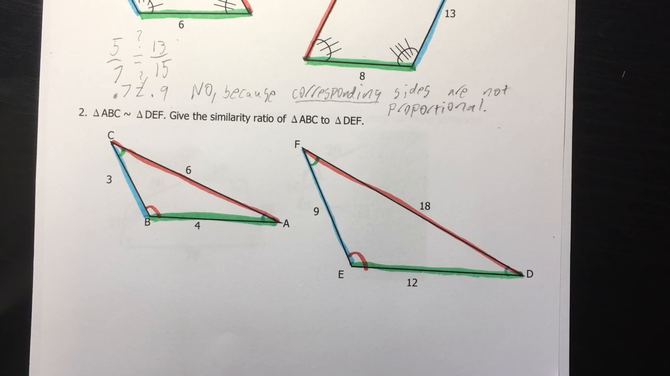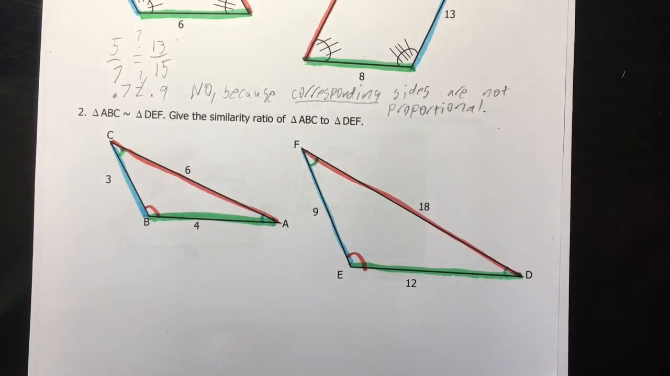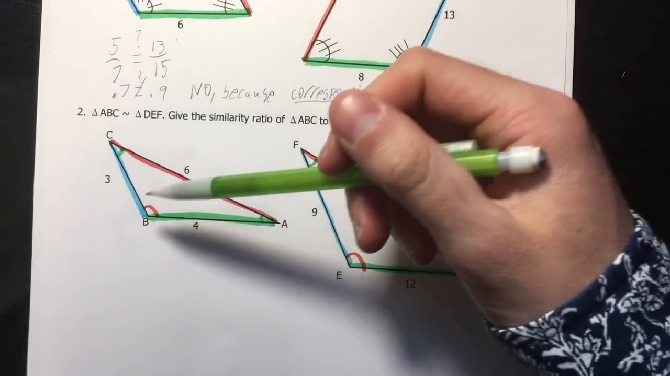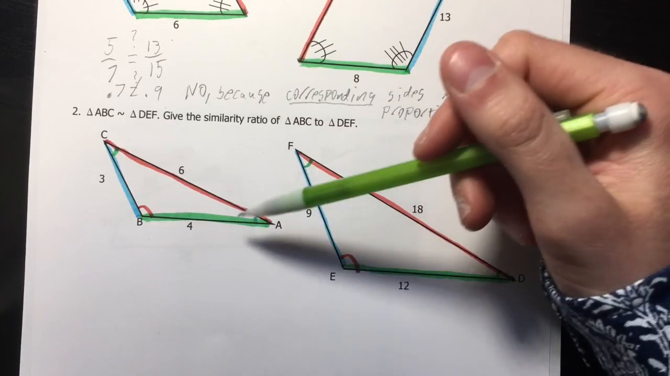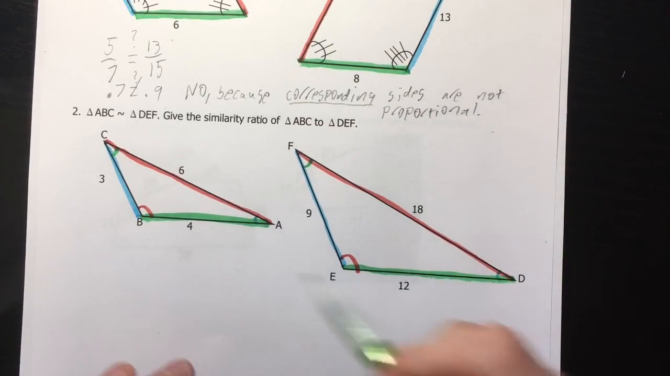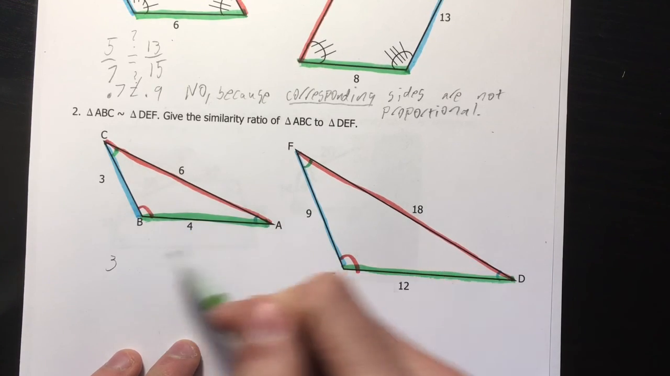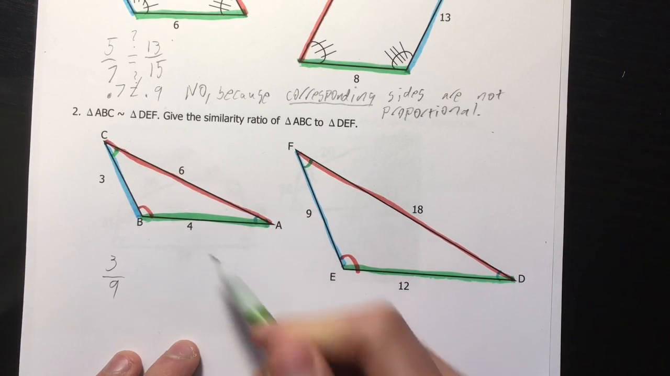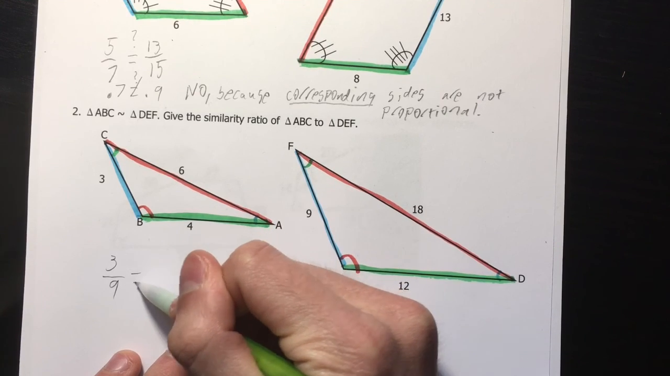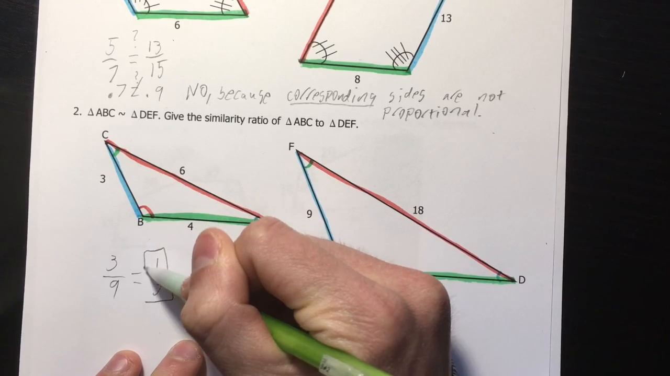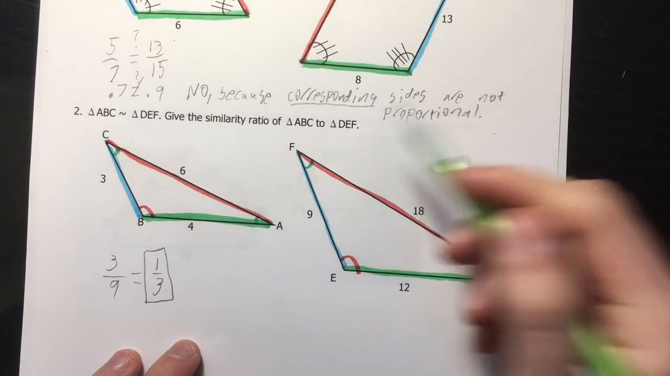Now we have to give the similarity ratio of ABC to DEF. Well, we want to make sure we start with ABC. We could pick any sides: the blue, the red, or the set of green sides. Let's try the set of blue sides. So we're going to have 3 over 9. And what does that simplify to? It simplifies to 1/3. So that will be the similarity ratio of triangle ABC to DEF.